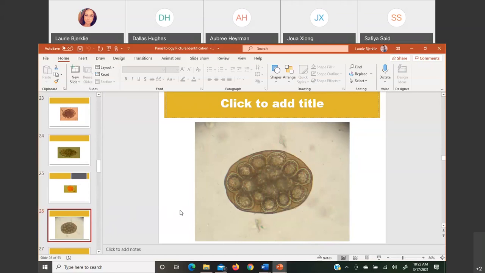Yep, Sophia got it. They're pretty close. Dipylidium caninum. Perfect. So it's a packet of eggs. So this is coming off of, a lot of times, contaminated fleas from dogs. So Dipylidium caninum.